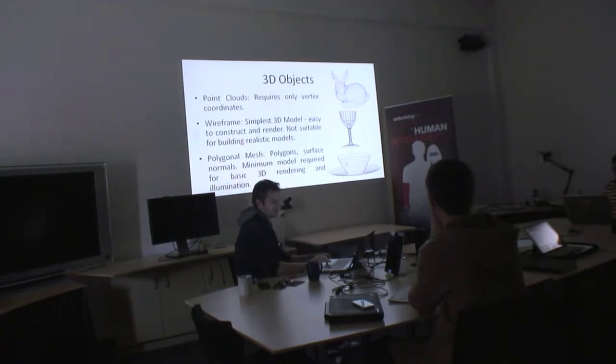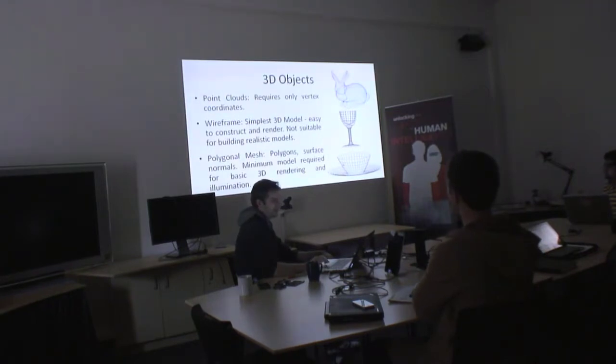A polygonal mesh is a bit more complicated again. With a surface normal, we can now say this is the outside of the cup, so everything we're drawing here should occlude everything inside it. This is what you need if you want to do illumination, because you have to have surface normals in order for things to reflect and so on and so forth.